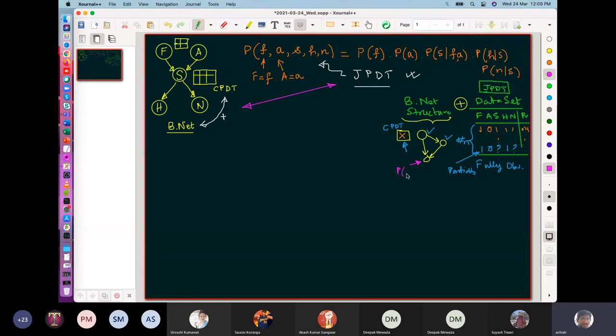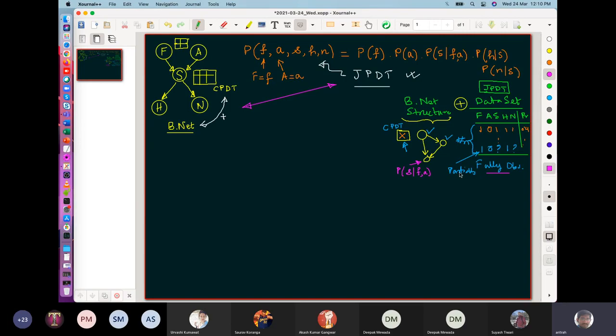For example, what is the probability of S given some value of F and A? These things we are trying to learn from a partial set of the joint distribution table. Fully observable is problem 1. Given a Bayesian net structure, if the data is partially observable, what we will do is problem 2. Learning the Bayesian net structure from fully observable data is problem 3. If the Bayesian net structure is also not fully known and the data is also partially observable, that is the most difficult problem.